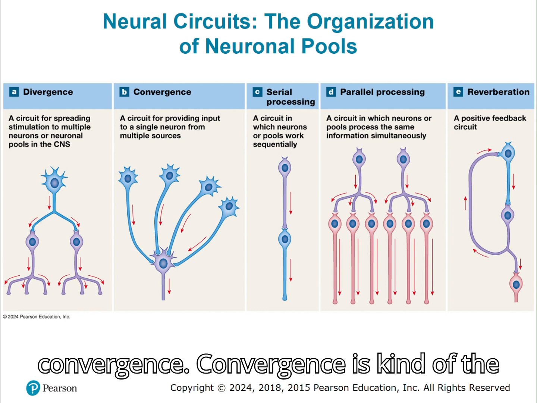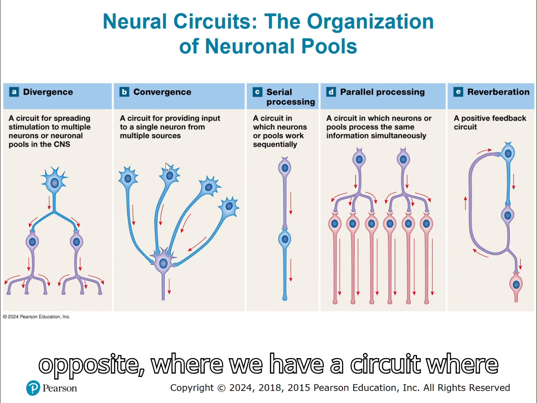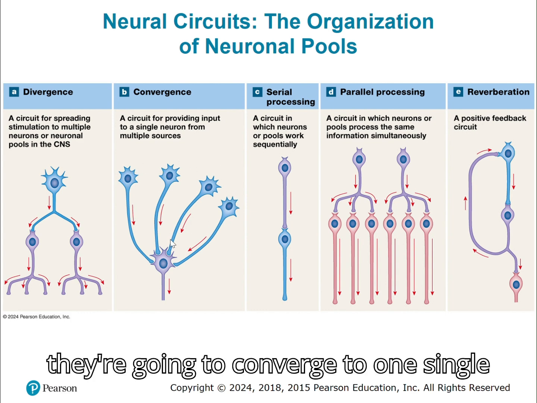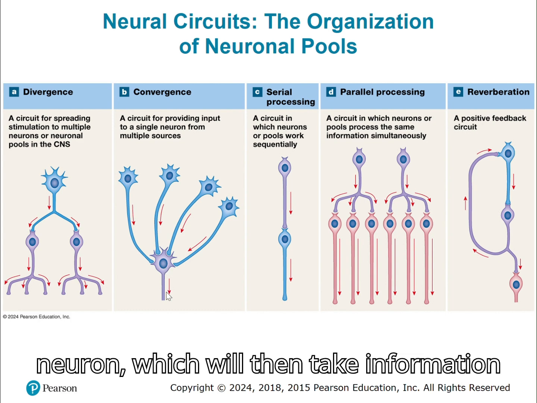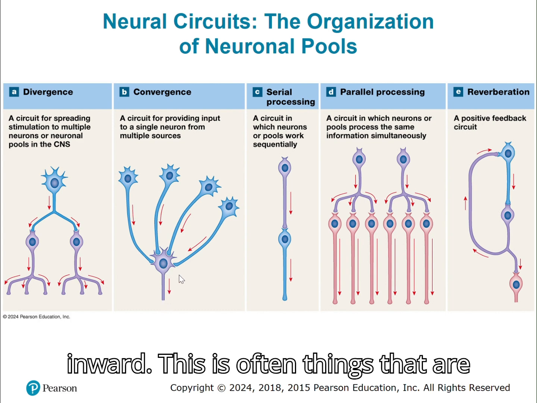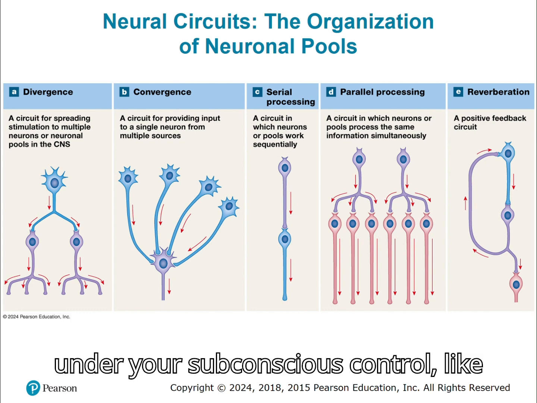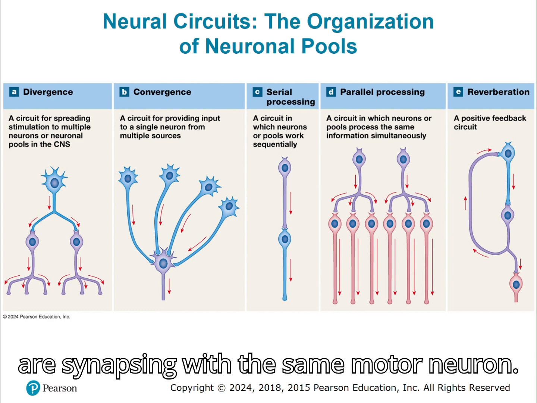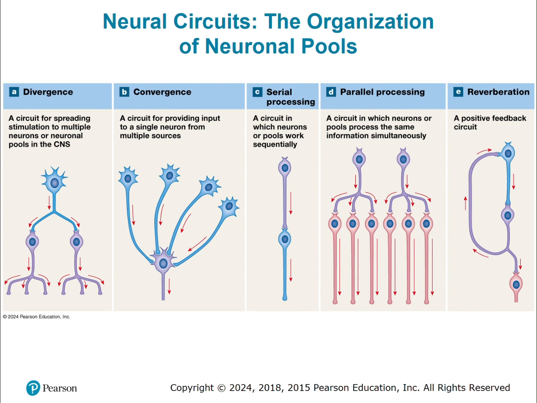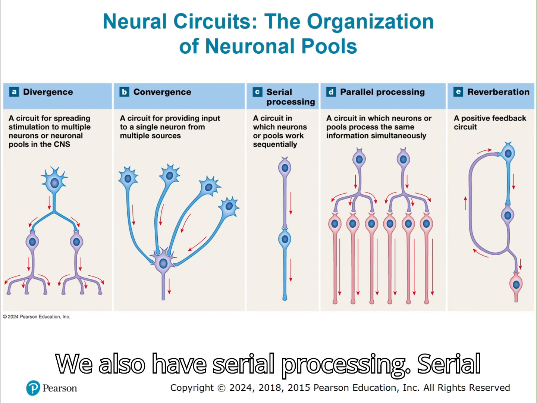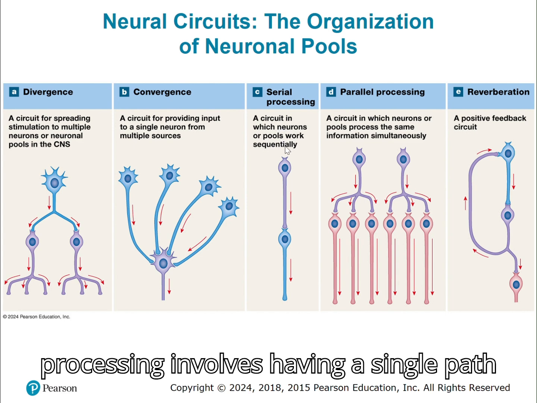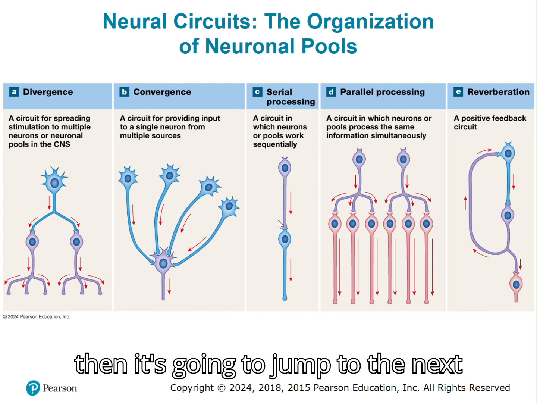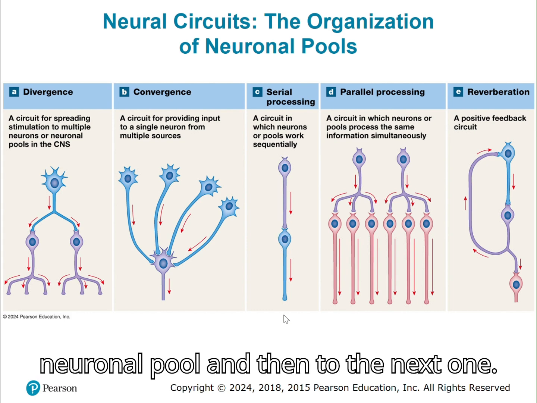We also have convergence. Convergence is kind of the opposite, where you have a circuit with multiple inputs coming in, and they're going to converge onto one single neuron. This is often things that are under your subconscious control, like your diaphragm and breathing, where you have two different neuronal pools that are synapsing with the same motor neuron. We also have serial processing. Serial processing involves a single path where information goes sequentially from one neuron, and then jumps to the next neuronal pool and then to the next one.